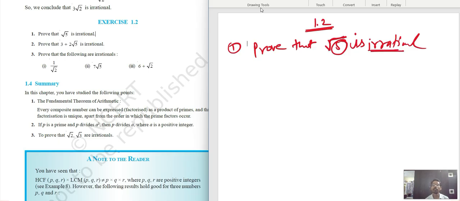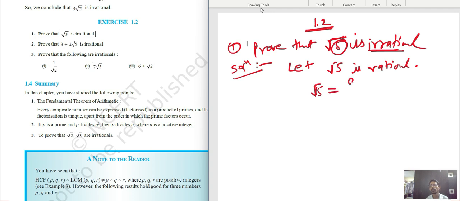Okay, we will assume just the opposite. What will we assume in the solution? We will assume, let root 5 be rational. And what is the meaning of rational? The meaning of rational is a by b, some number above, some number below. And we will have to write here where a and b are co-prime.